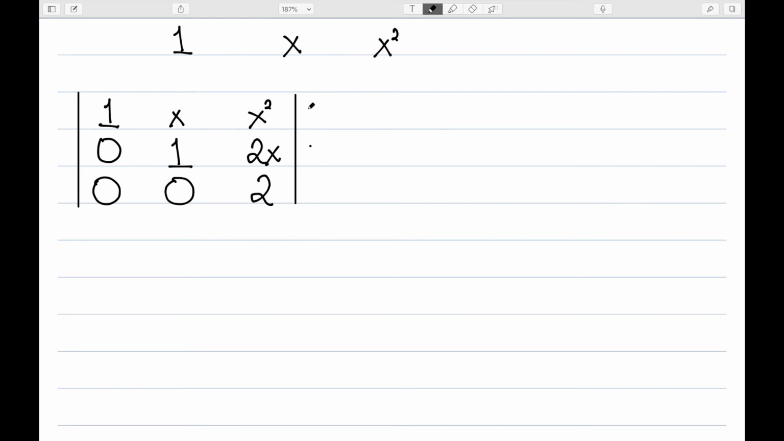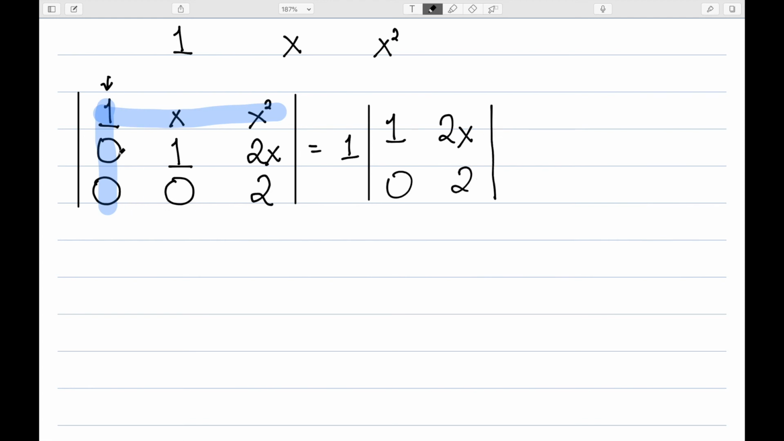So when I take this, I'm going to start by going down the first column. I have 1 times the determinant of, we delete that row and that column, we have 1, 2x, 0, and 2. And all the other terms in that column are zeros. So this is 1 times 2 is 2 minus 0, which is 2. So these would also be linearly independent since I did not get 0.